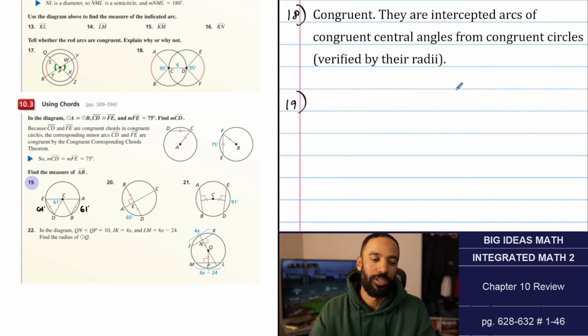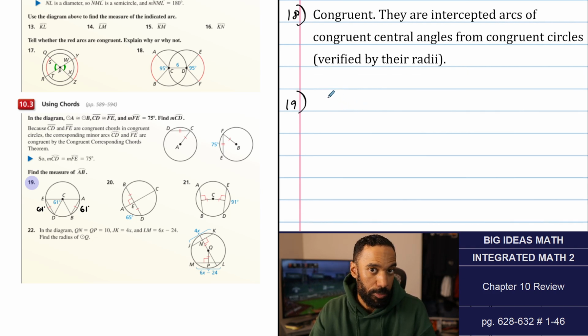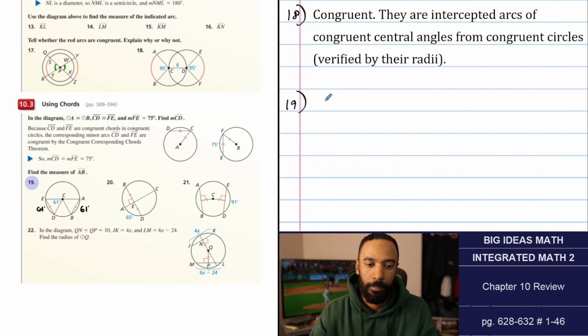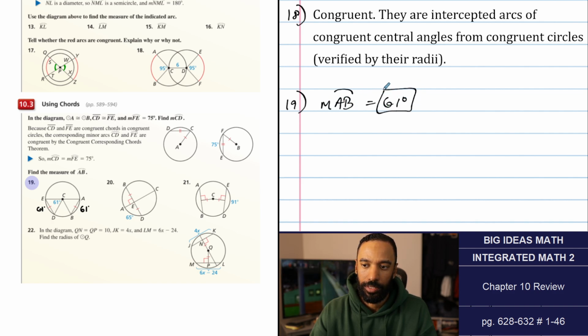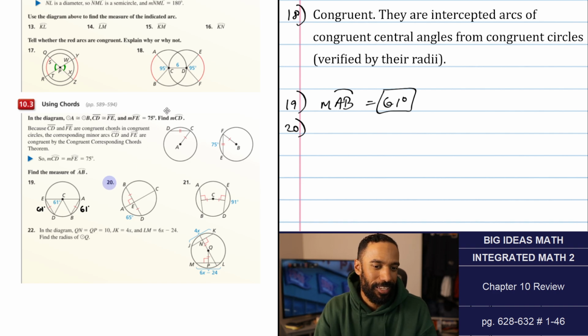So same circle, congruent chords. They're not asking us to explain why, but that's it. Therefore, the measure of arc AB is 61 degrees. It's probably one of those things where even if you weren't taught that, you could almost just assume it. You're like, yeah, it looks like it.